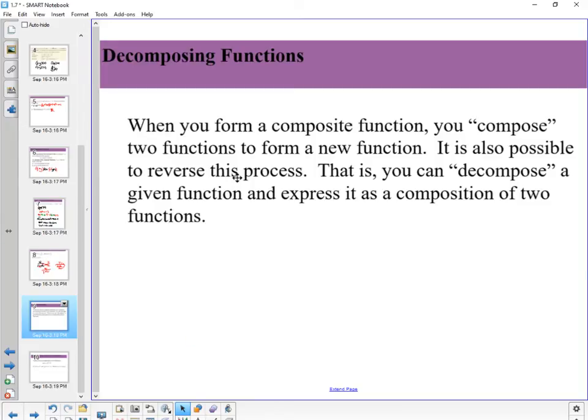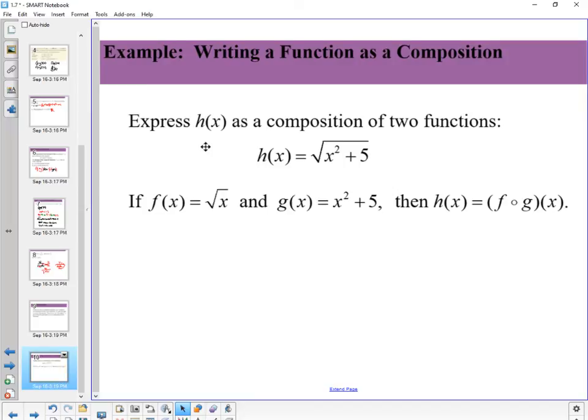So, what we did was the composition of functions. Of course, there's also going to be a decomposition, right? Just like when we distribute, what's the opposite of distributing? Factoring. When we compose, we have to decompose. So when you form a composite function, you compose 2 functions to form a new function. It's also possible to reverse the process in what's called decomposition. Okay? So here we go.